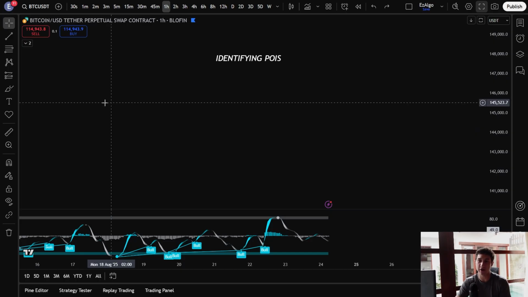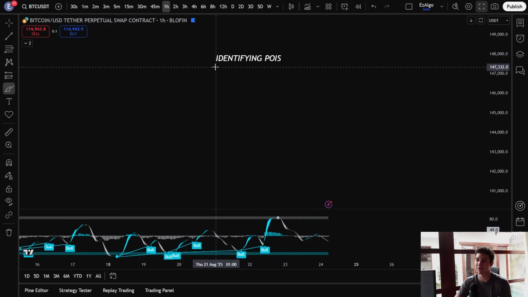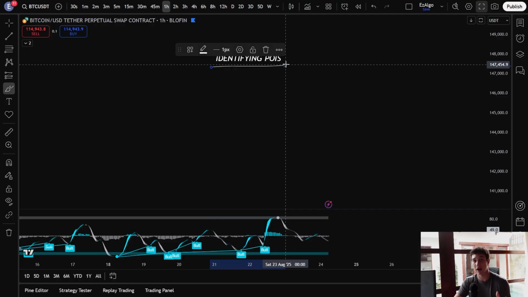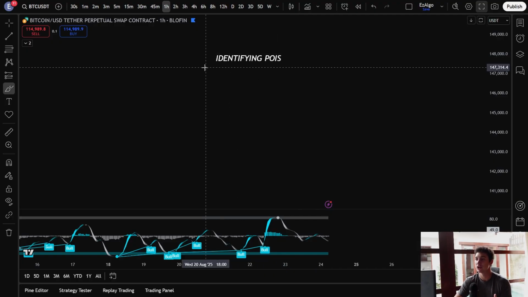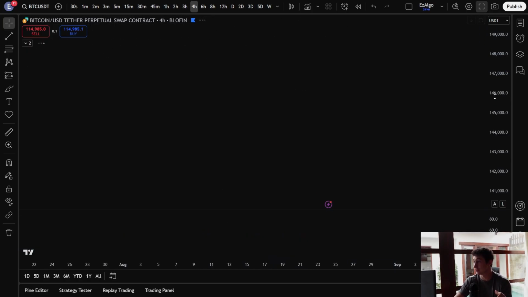It's actually very simple to identify your POIs, okay? This is probably one of the most simple parts of trading. Anyone can do it. You don't have to be a 150 IQ genius to mark out a point of interest, okay? So what is a point of interest and how can you guys identify these levels for yourself?